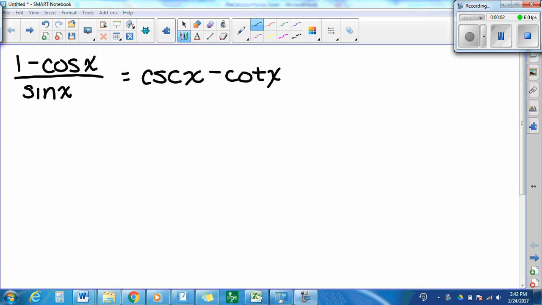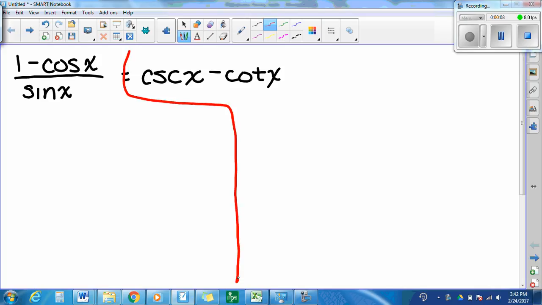The first thing we are going to do is pretend that these are two separate sides of the equal sign, and I'm going to move mine over here a little bit. So we need to turn both sides into sines and cosines and reduce it as far as we can.